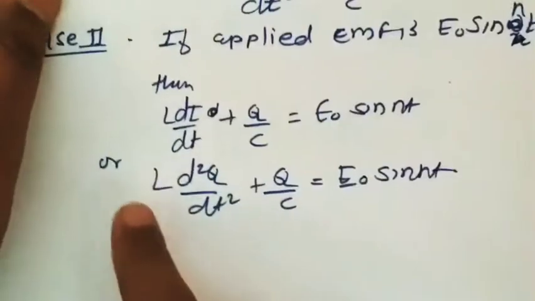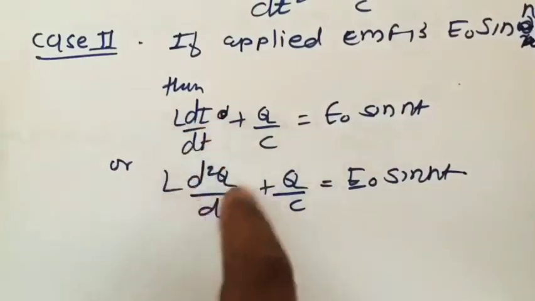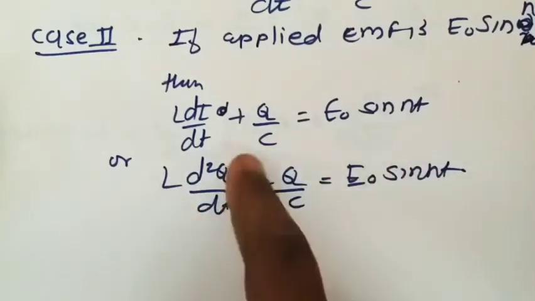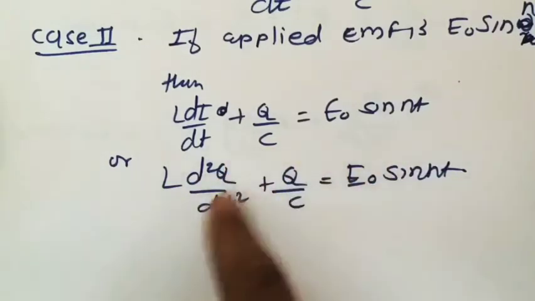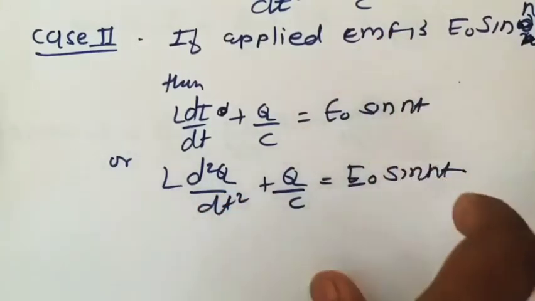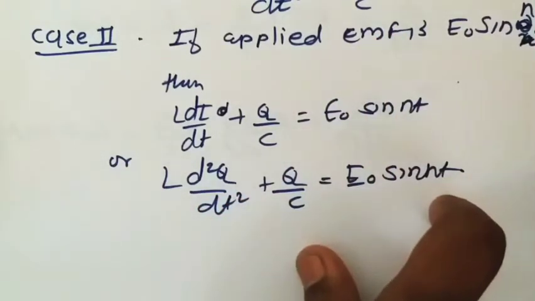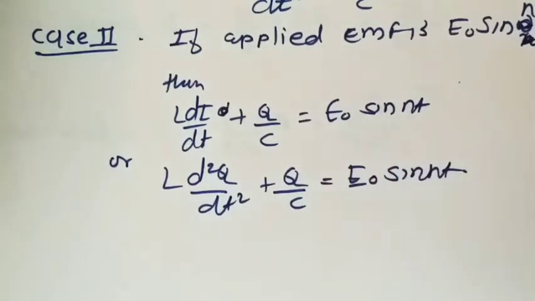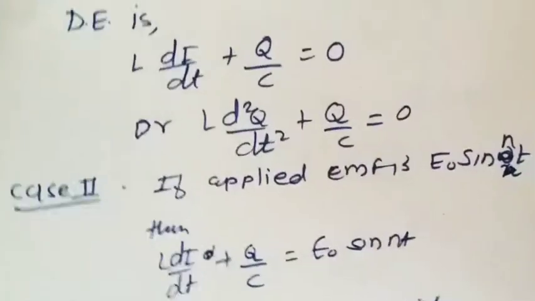Now again, if you replace the value of di by dt as d2q by dt square, we'll get the second order differential equation in terms of q and t. And this differential equation, when an external EMF is there, has the right hand side E0 sine nt. Fine. Hope you are understanding this differential equation. We are taking the help of Kirchhoff's law for modeling them.